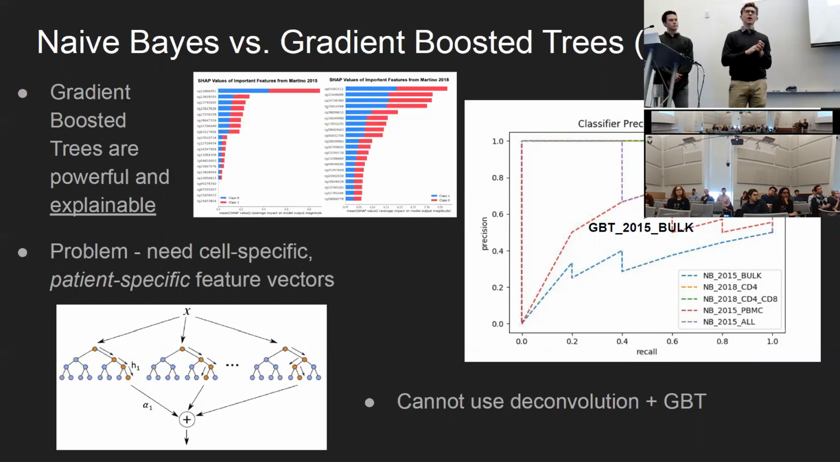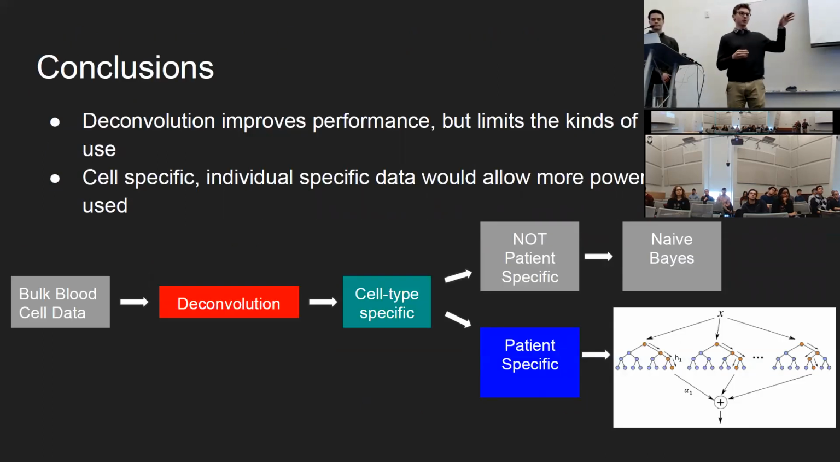One question you might ask is, why can't we use deconvolution as well as gradient boosting trees? And the main reason, at least in the way that we've done deconvolution, is we get cell fractions for each individual, but not feature vectors for each individual, like methylation patterns that are cell type specific. We can go into more detail during question and answer. One thing I'll mention too is we need feature vectors that are cell type specific to input into gradient boosted trees, but we can't get those from deconvolution.